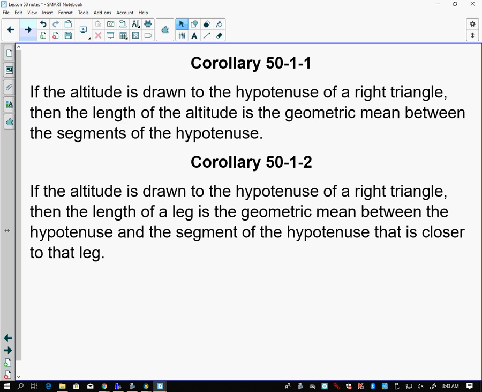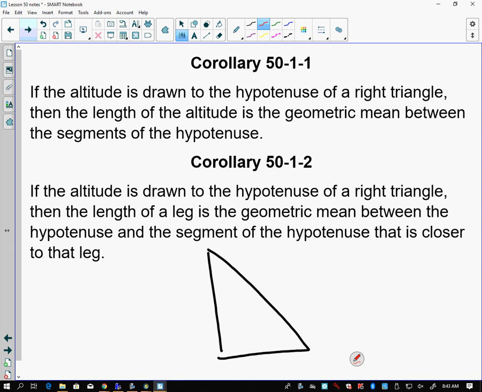So that's really confusing without having a visual to look at. So let's go ahead and draw a right triangle here and see if I can't make some sense out of this. If the altitude is drawn to the hypotenuse, that's my blue line. Granted, my picture really kind of stinks, but it'll work. Then the length of the altitude, that's this length right here, is the geometric mean between the segments of the hypotenuse. So let's say that this segment of this hypotenuse is 3 and this segment is 4.